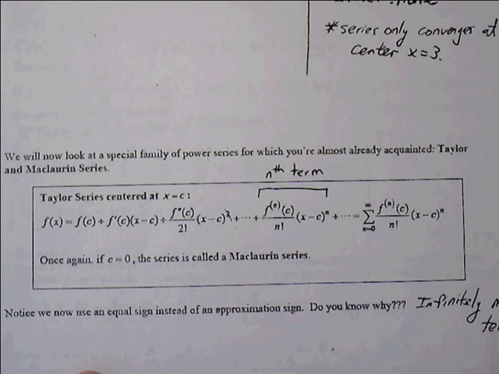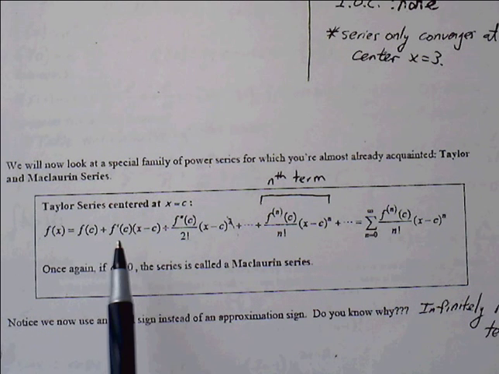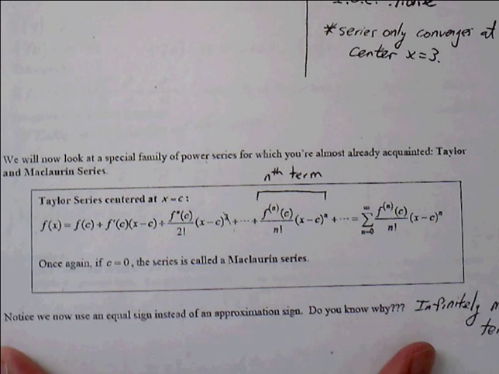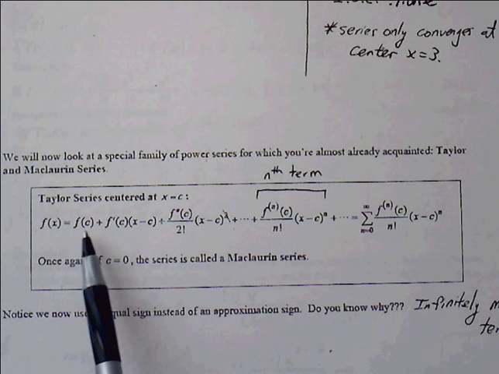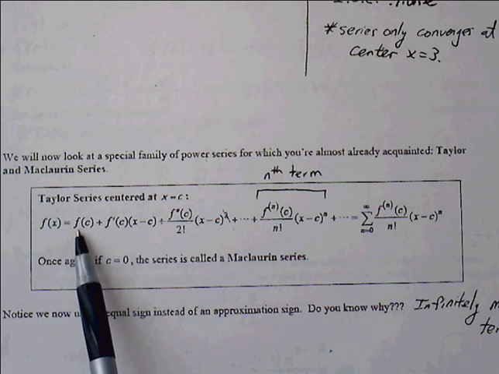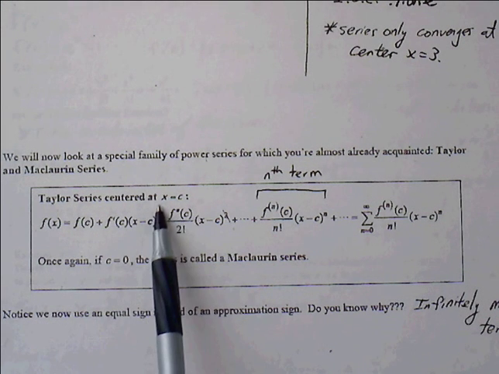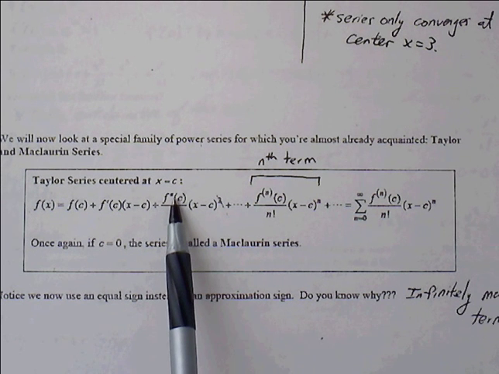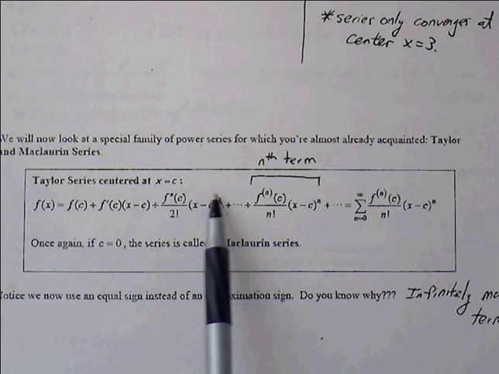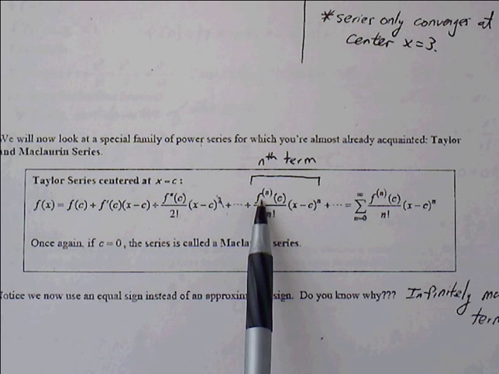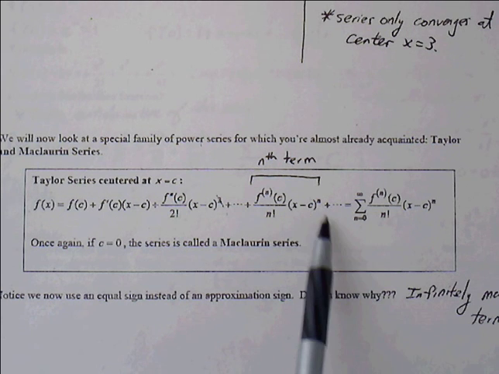Okay, here we have Taylor series, and Taylor series is basically a power series, but it has this pattern. The pattern here is the first two terms is basically a tangent line equation, and then we follow a pattern of using the second derivative evaluated at c over 2 factorial, and so on and so forth until we get to the nth derivative evaluated at c over n factorial times x minus c to the n.